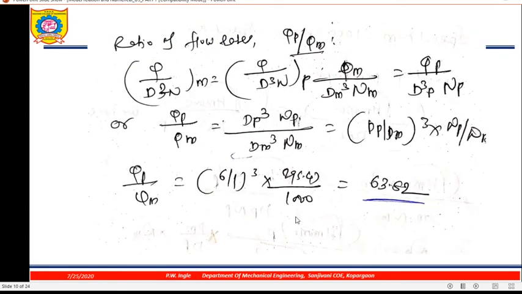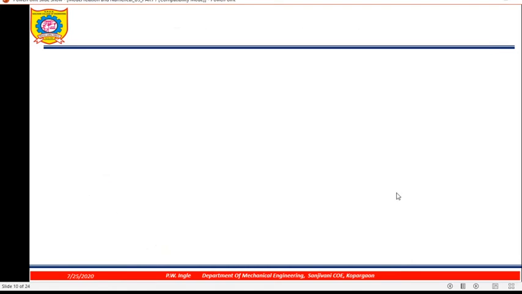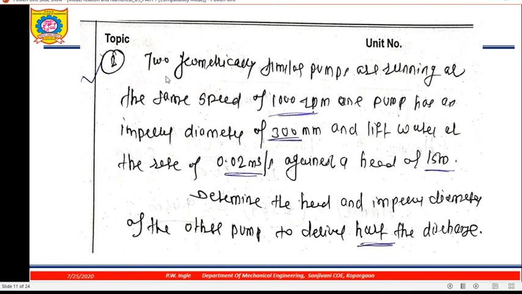In the similar way, you can calculate ratio of flow rate. So flow coefficient you can use. You have to calculate Q_P by Q_M. So you can calculate this as 63.82. Again, we'll solve more problems on this.